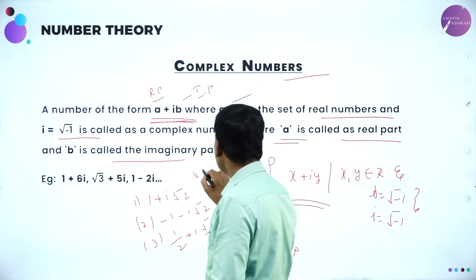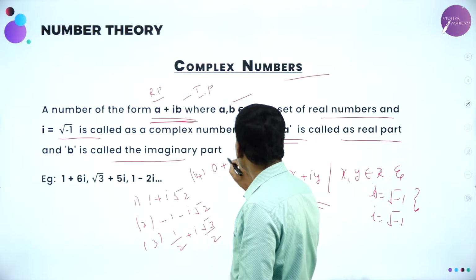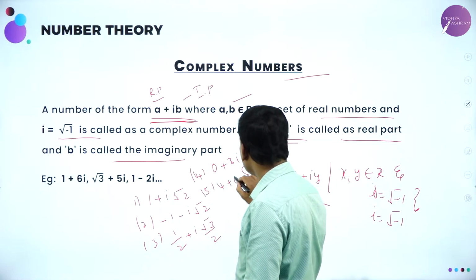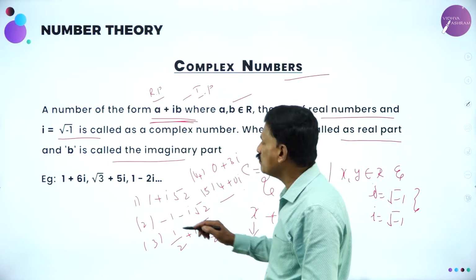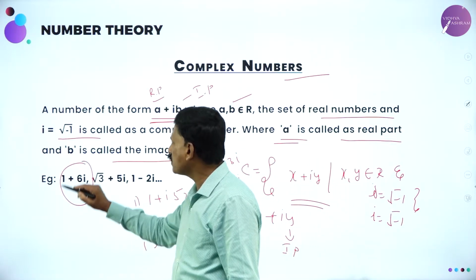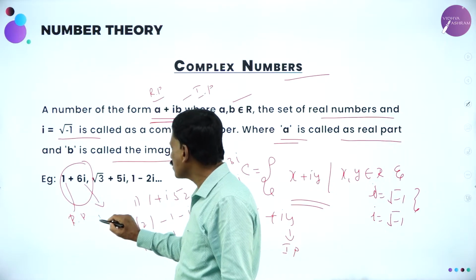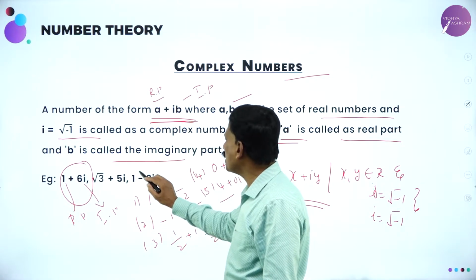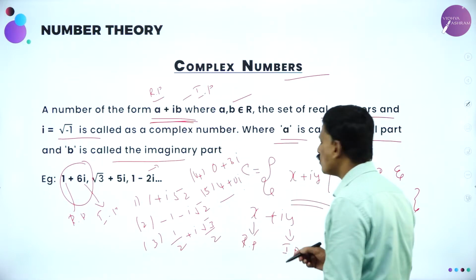Even we can write any number in the form of a complex number. 0 plus 3i is a complex number and 4 plus 0i is also a complex number. So these are all examples of complex numbers. In the complex number 1 plus 6i, 1 is called the real part and 6 is called the imaginary part. Whereas in 1 minus 2i, 1 is the real part and minus 2 is the imaginary part.